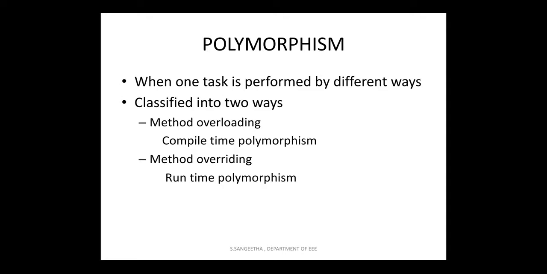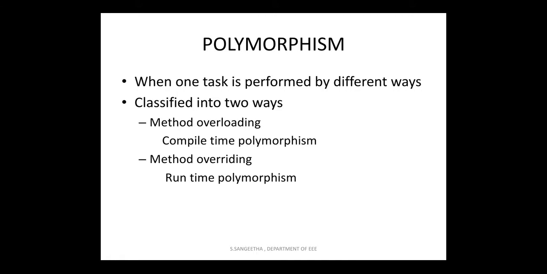Next one, polymorphism. When one task is performed in different ways, it is known as polymorphism. For example, to convince a customer in different ways. These are examples of polymorphism. There are two ways of classification in polymorphism. The first one is method overloading. The second one is method overriding.